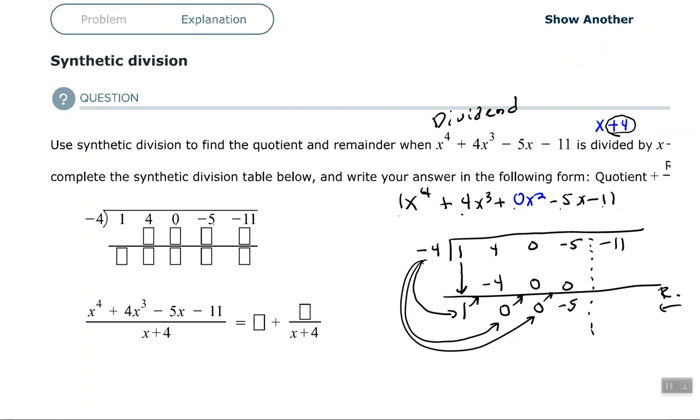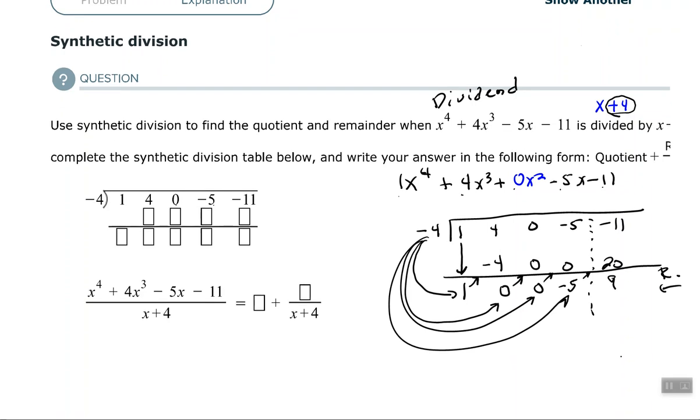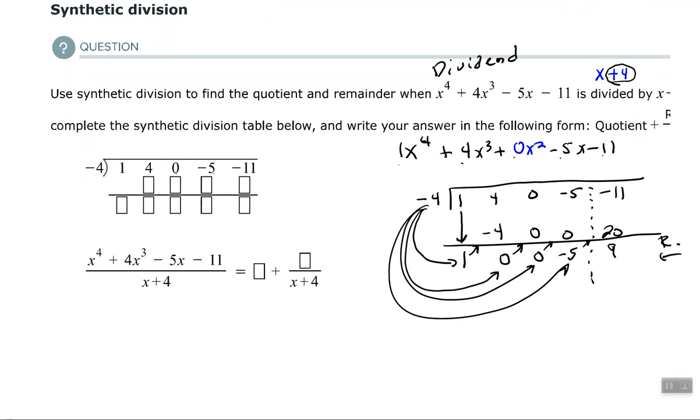So you do it one more time. Negative 4 times negative 5 is positive 20. And negative 11 minus 20 is positive 9. Now the numbers that you get underneath, that 1, 0, 0, and negative 5, represent the coefficients of your answer, of your quotient. And then that 9 is going to represent the remainder.